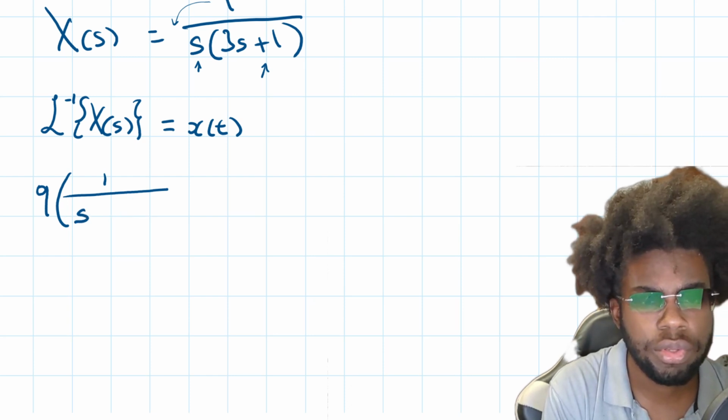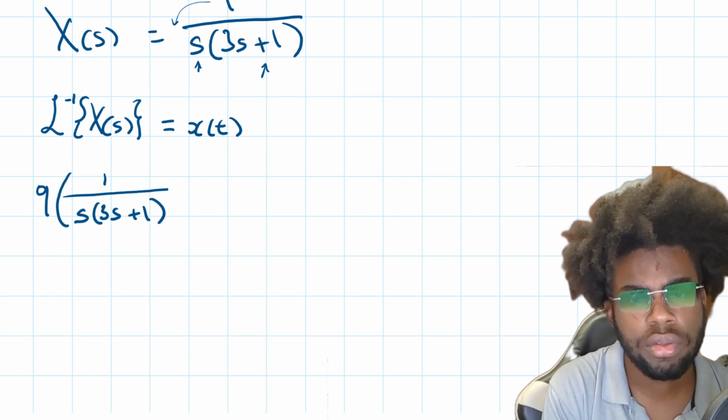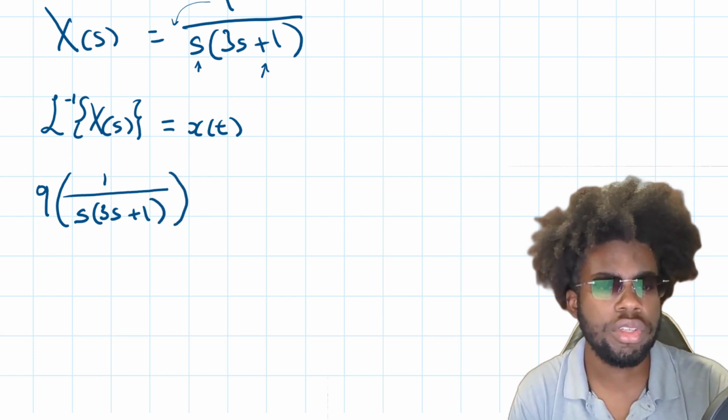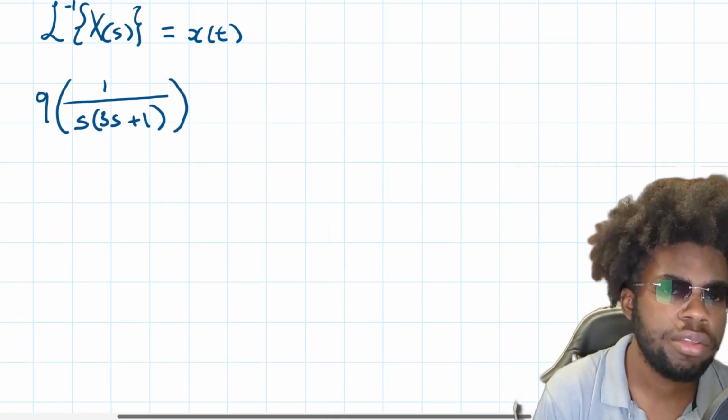Some people don't remove the numerator, or they don't put it in terms of 1. I just find it to be a little bit easier this way. And we'll say the following.